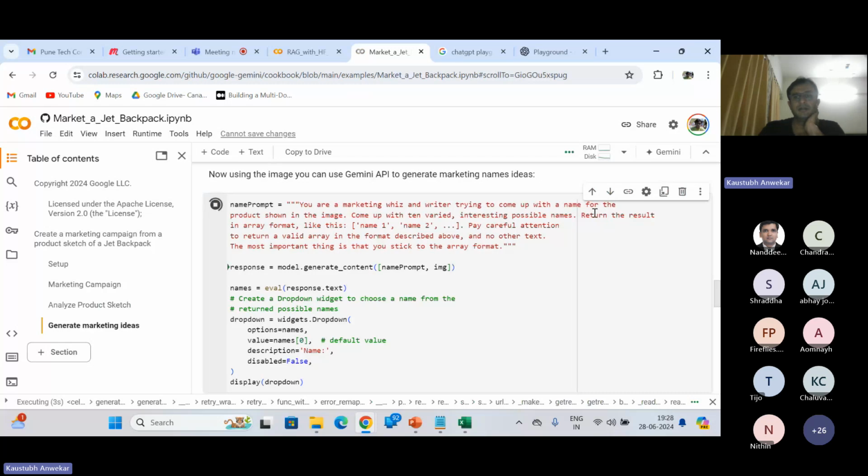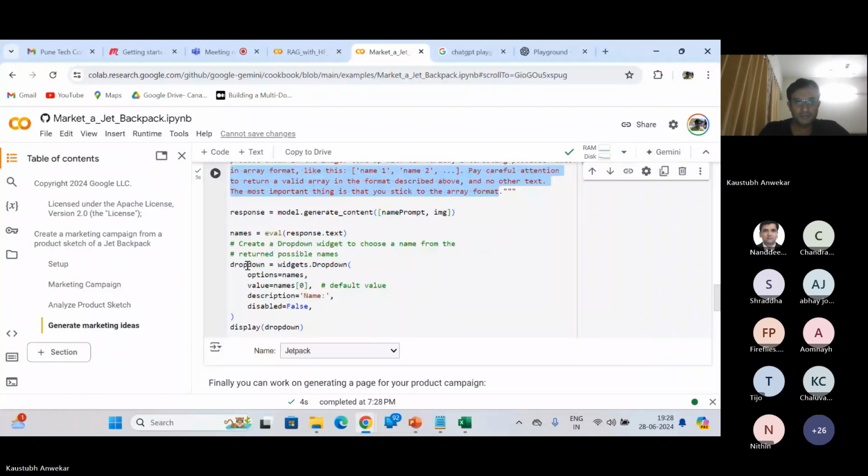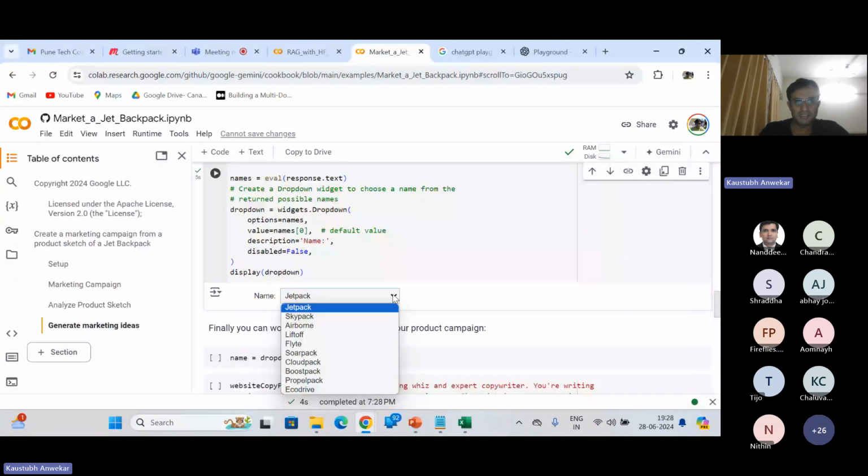Now it also says to return the result in the array format like this. Pay careful attention to return the valid array in the format described above, no other text. The most important thing is to stick to the array format. So if you see, two or three times it is telling to have the output in the array format. Why is it doing so? Because the output format is very essential, and it has tied this output with a drop down control. Now if you see, these are all the names it has suggested for this product. It could be called a liftoff, flight, airborne, skypack, eco drive, anything.